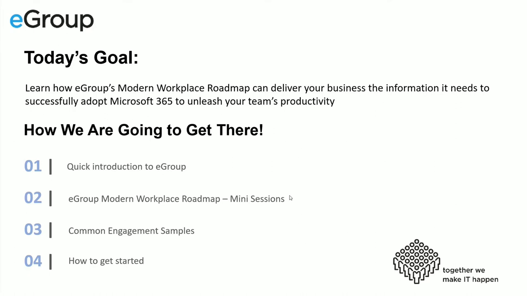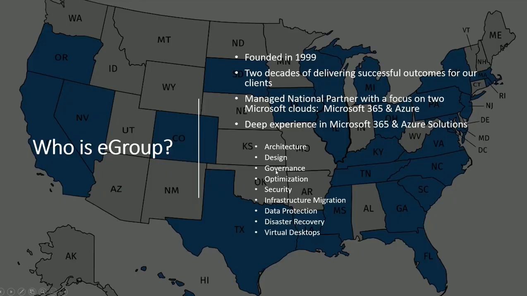To get things going, we'll do a brief introduction to eGroup for those of you that may not know us. We'll talk into the mini sessions and then talk about some examples. So with that being said, let's talk real quick about who eGroup is. For those of you that don't know us, we've been around for about 20 years. We're headquartered out of Charleston, South Carolina, and we have a very heavy focus on Microsoft, what we call two clouds: the Microsoft 365 cloud and the Azure cloud.